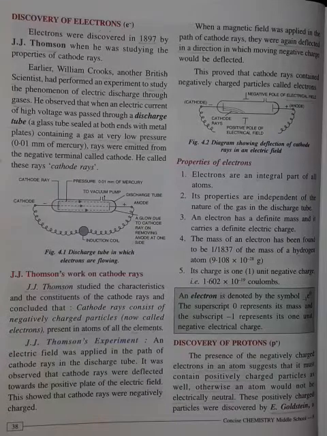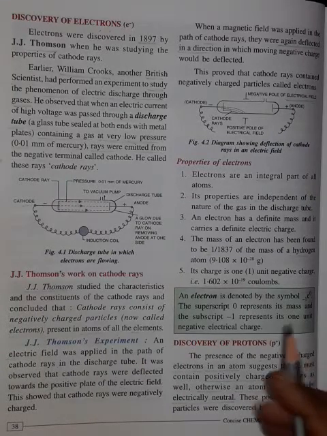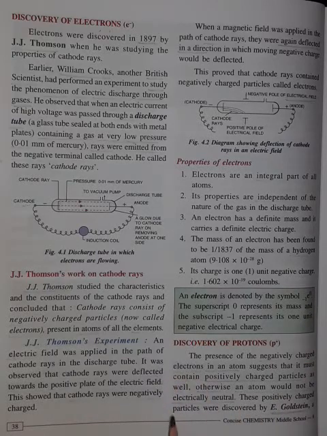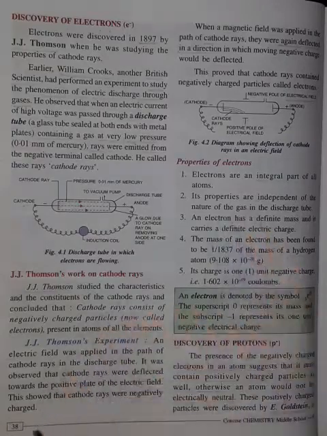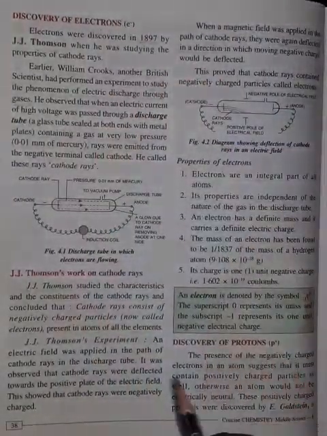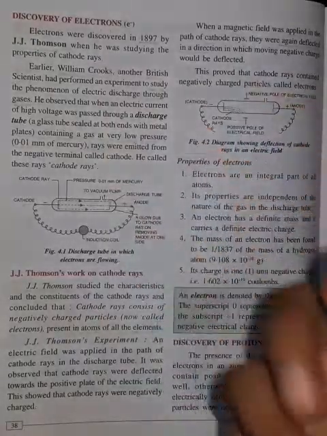Good morning, students. In the previous class, I had explained to you about the atoms and the subatomic particles: electrons, protons, and neutrons. And today I am going to explain the discovery of electrons and the discovery of protons. How electrons and protons were discovered.